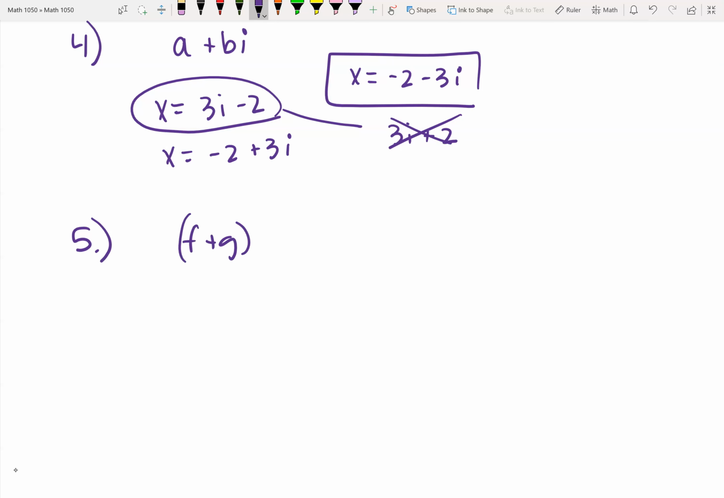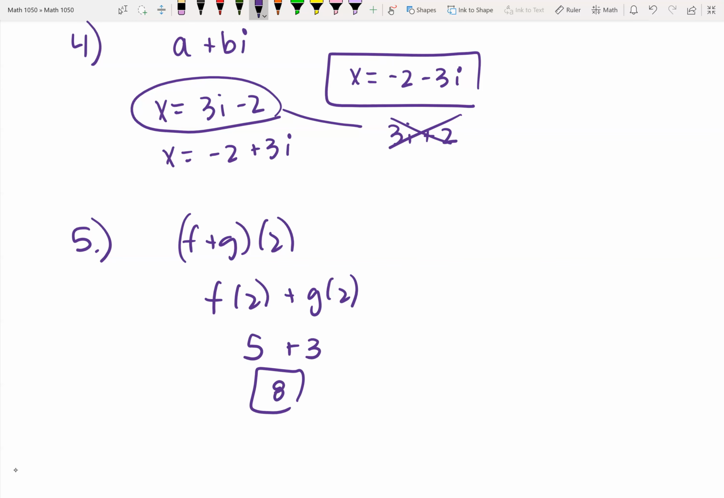f plus g of 2. That means find f of 2 and add g of 2. So go across where the x value is a 2. The f of x is a 5. And then g of x is a 3. So 5 plus 3 is 8.